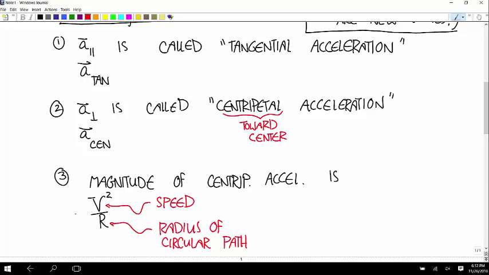What are the units of speed? Meters per second. So speed squared is meters squared per second squared. And then divide by the radius of the circle. What are its units? Meters. So you have meters squared per second squared divided by meters. That cancels one of the meters squared in the numerator, and you get meters per second squared. So the units work out.